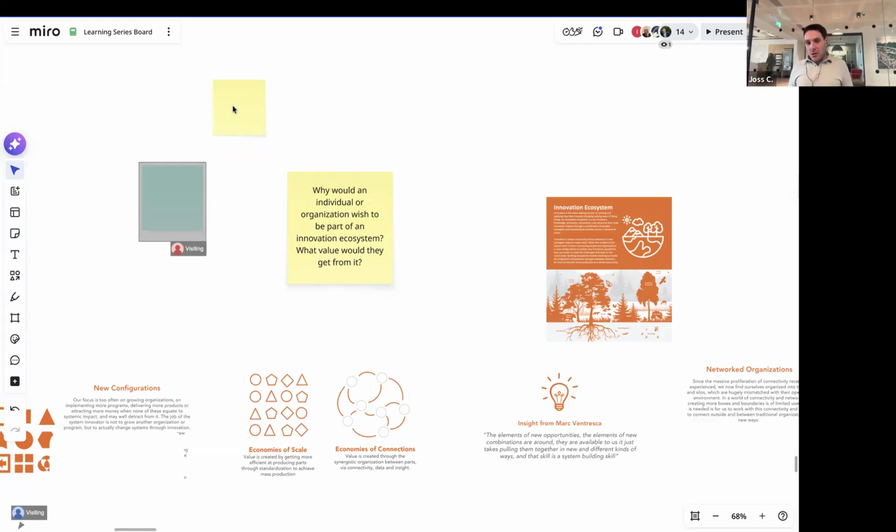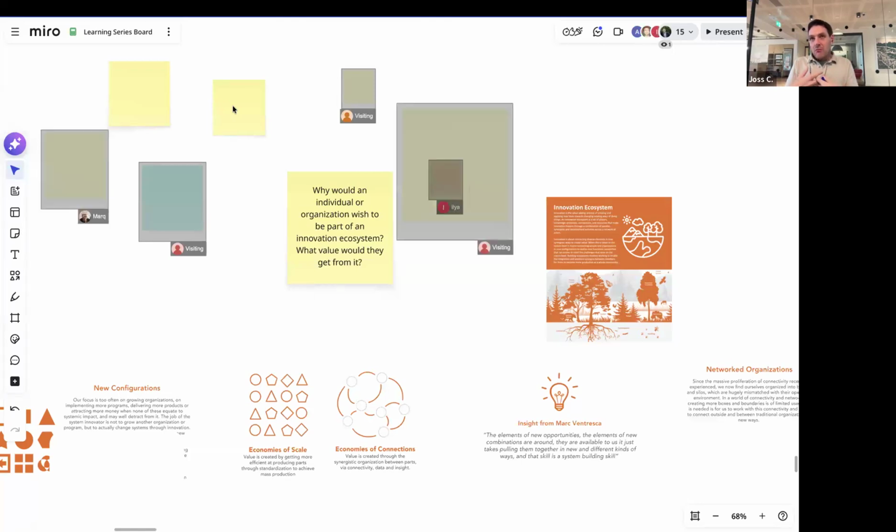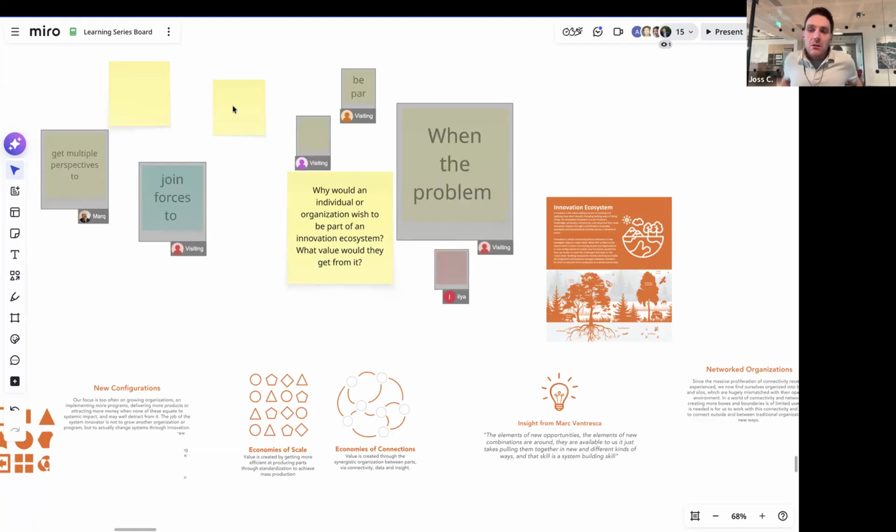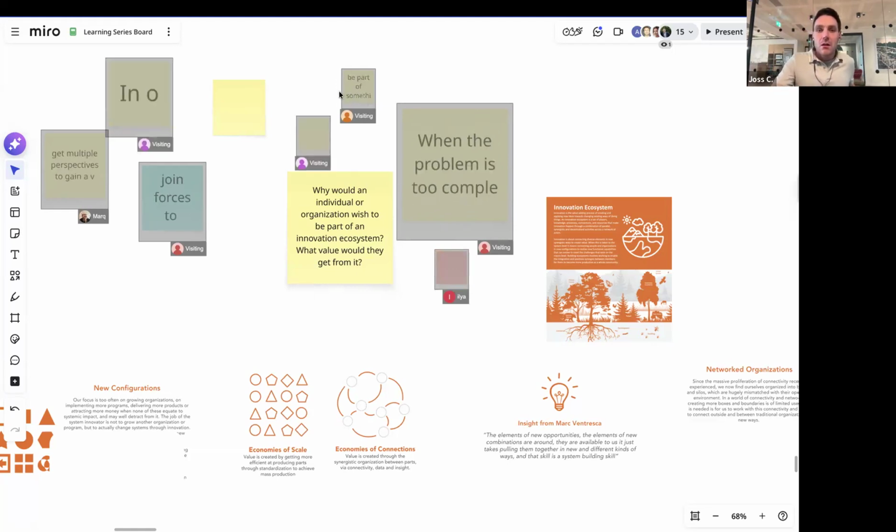That's a very important question because at the end of the day, they typically don't have to be part of these things. And we're going to have to figure out a reason and a value proposition as to why they want to be part of it. If we can't figure that out, no one's going to want to join. So let's take a minute to work on that one.